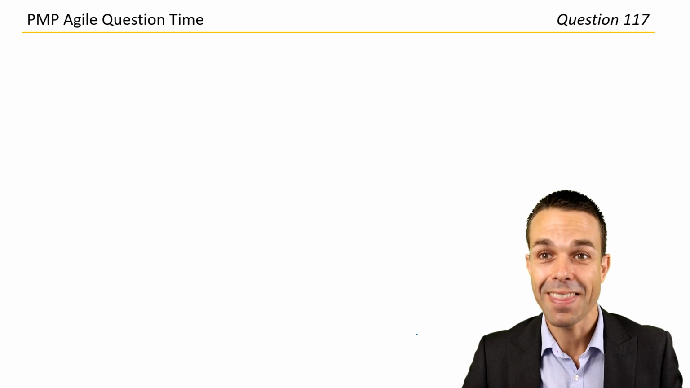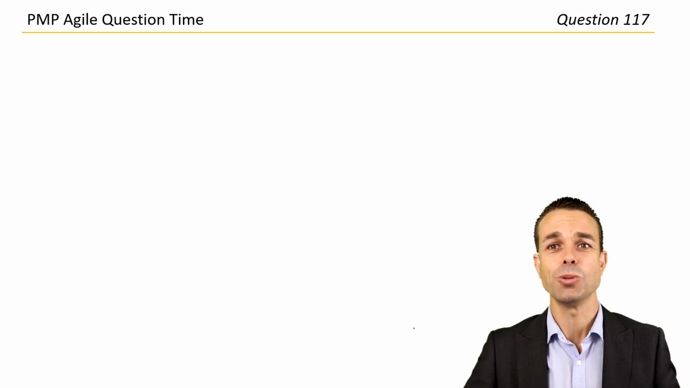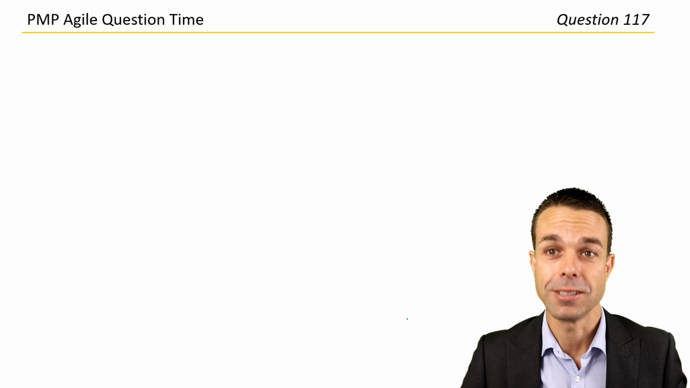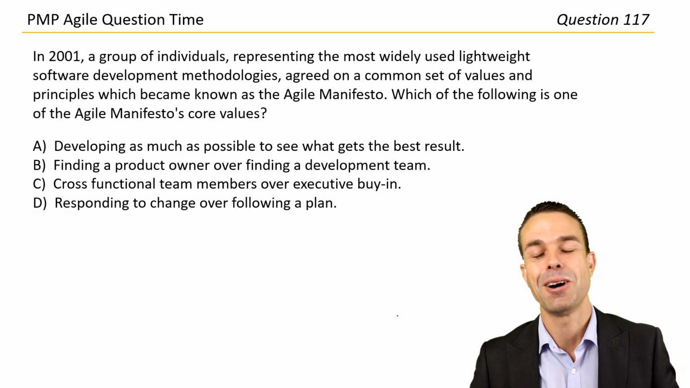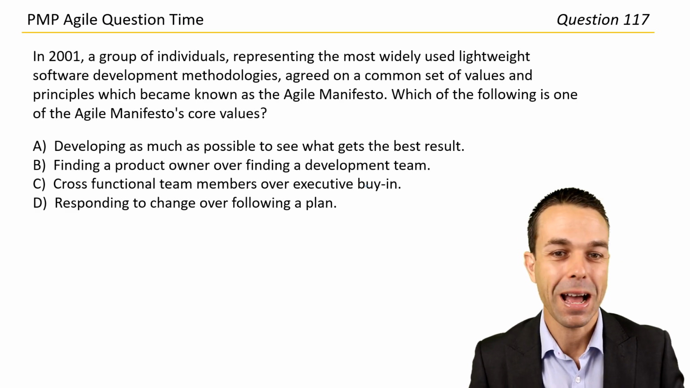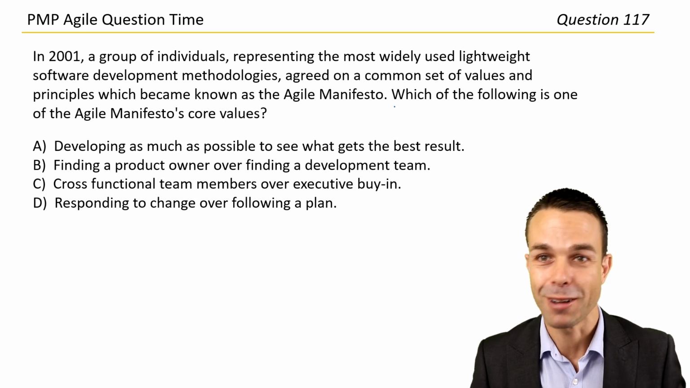We're up to the last one. You've made it. And that's 10 questions. I mean, that's a huge amount of questions. Well done. Let's see what we've got. And it's my absolute favorite. It's the Agile Manifesto questions.